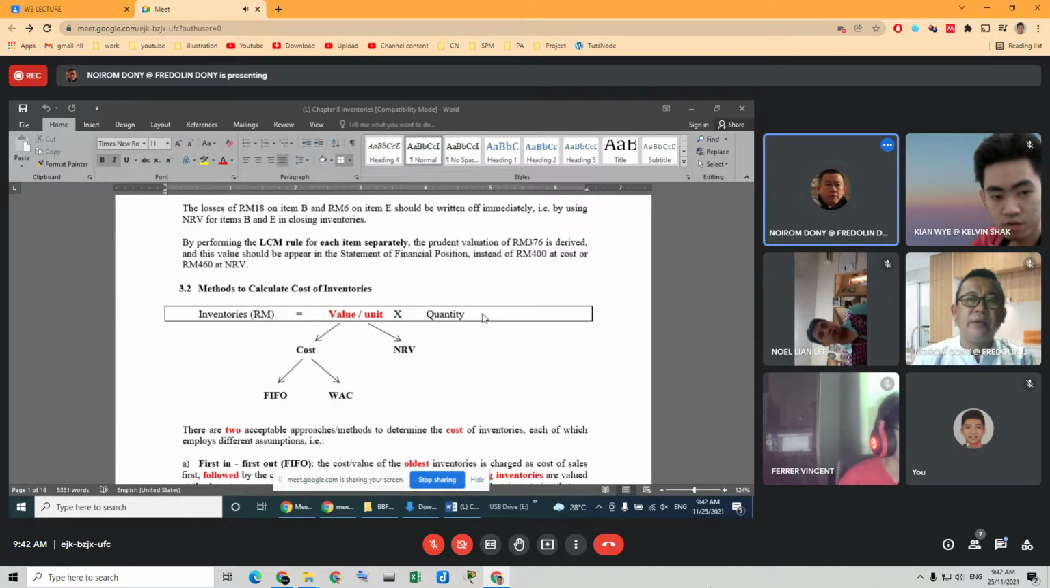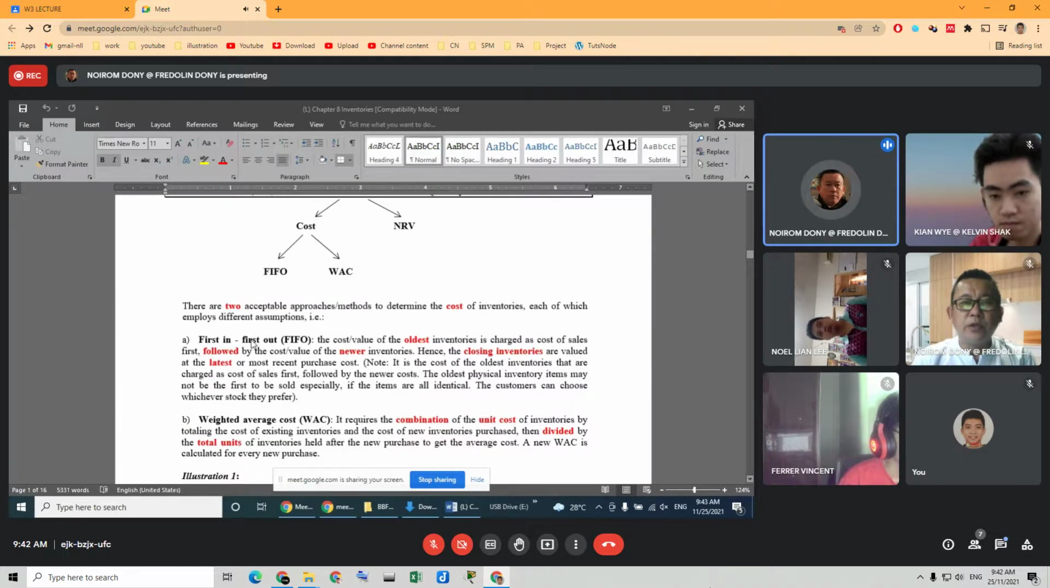But in the exam, you are required to prepare both. So you are expected to be able to draw what they call a bin card, stock ledger card. There are two acceptable approaches to determine the cost of inventory, each of which employs a different assumption.